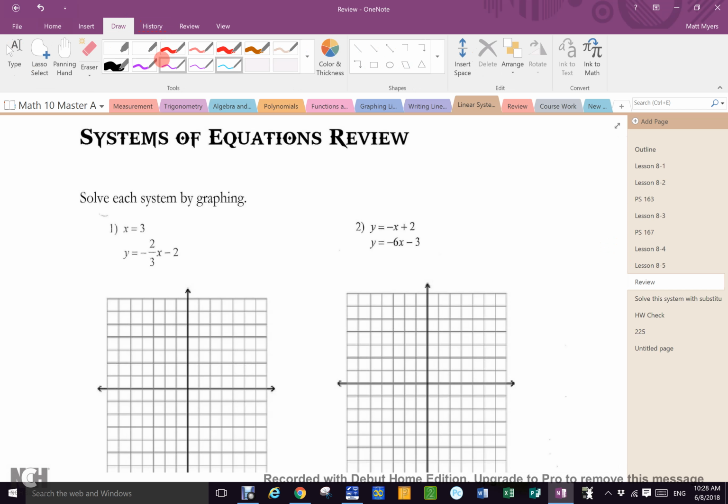As always, I will use two colors, red and blue. The red line is x equals 3. 1, 2, 3. There is x equals 3. It is a straight up and down line right there. The blue line, -2, is my y-intercept. Down to right 3. There is the intersection. And it is 3, -4.